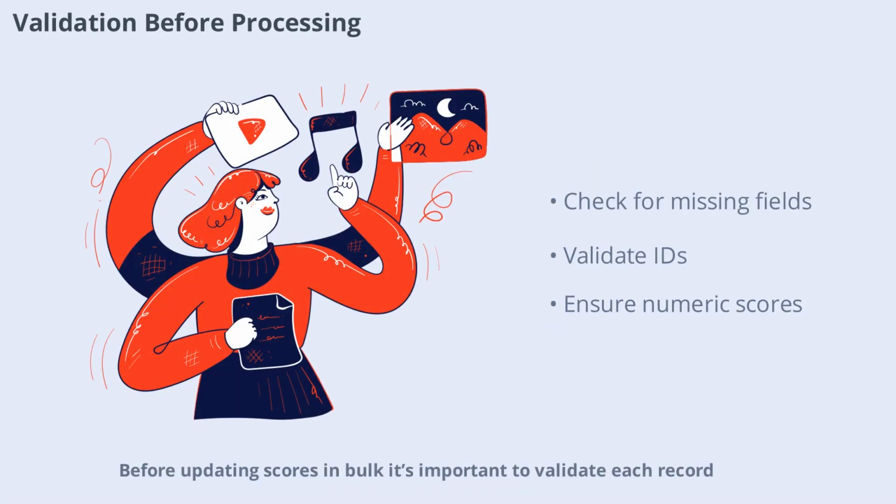Before updating scores in bulk, it's important to validate each record. This includes checking for missing fields, invalid IDs, or non-numeric scores. Only valid records should be processed, while invalid ones are logged or sent to the dead letter queue. This step ensures data quality and prevents errors from propagating.